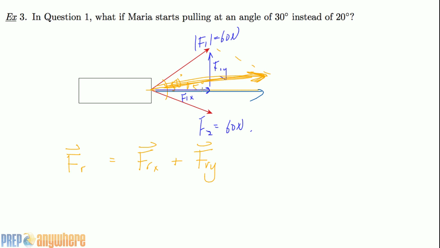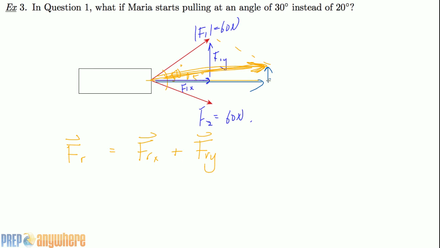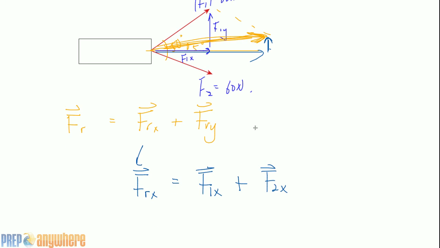That's the sum of all the two x's added up together. And F resultant y is this one. You can see that there will be a little bit of lift here because of the fact that this one is going higher. How do you get this? This is the result, FRX. This is the result of adding up F1x and F2x. And the resultant vector y component is F1y plus F2y.